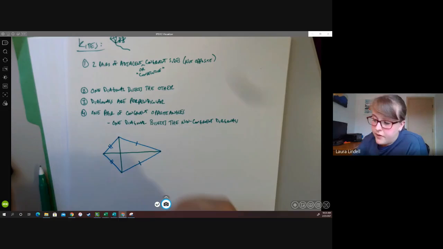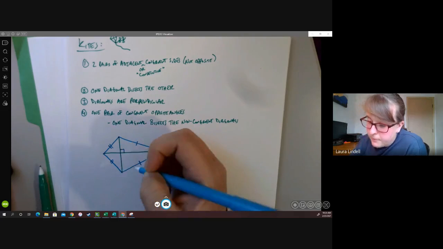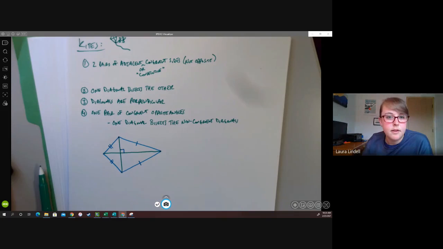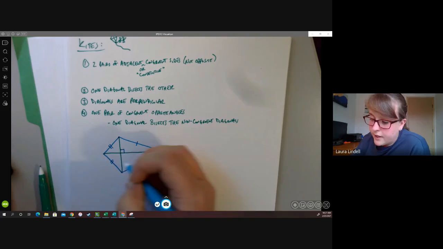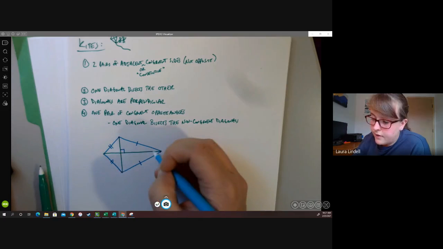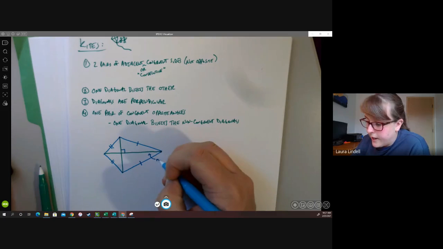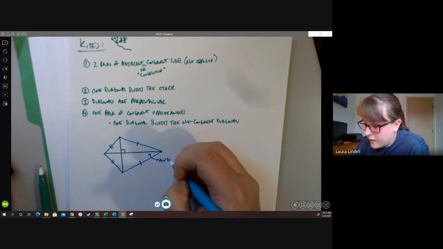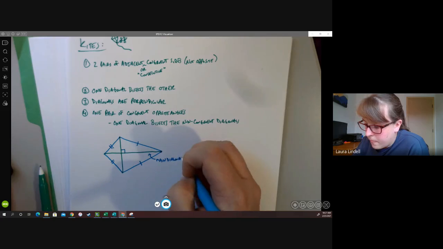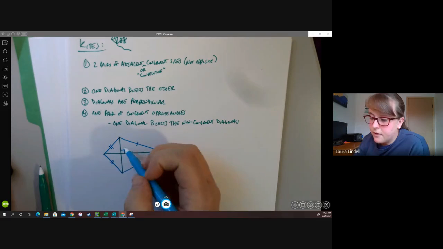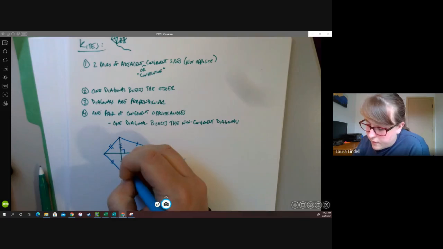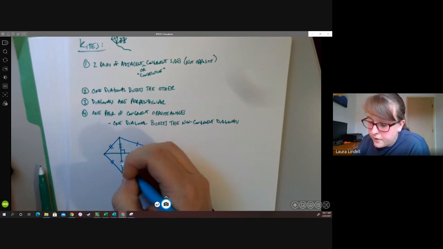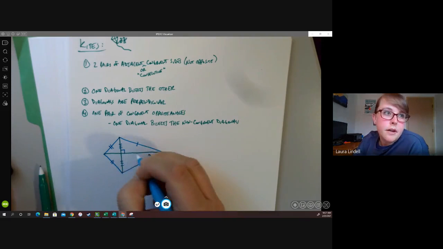Okay, first off, the diagonals are perpendicular. They meet up at 90. Secondly, this diagonal, the one that goes from the corners that connect the two congruent sides, this is called the main diagonal. And the main diagonal cuts the other diagonal in half. So these two little pieces are equal, but these two are clearly not equal.